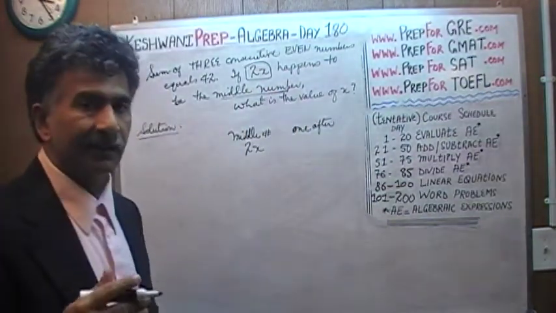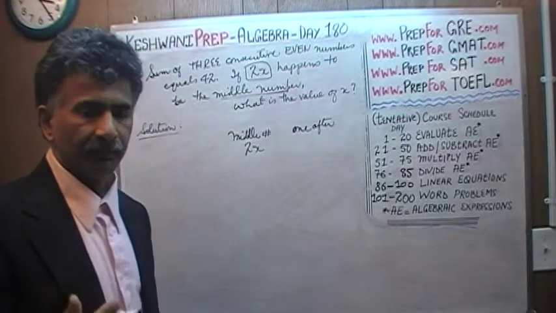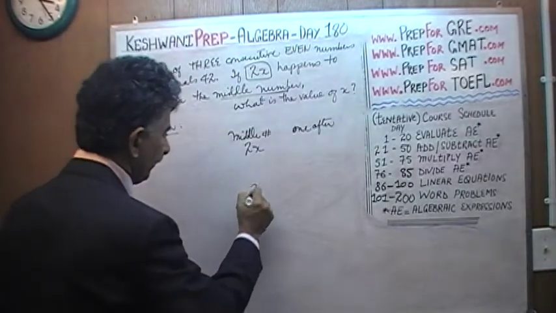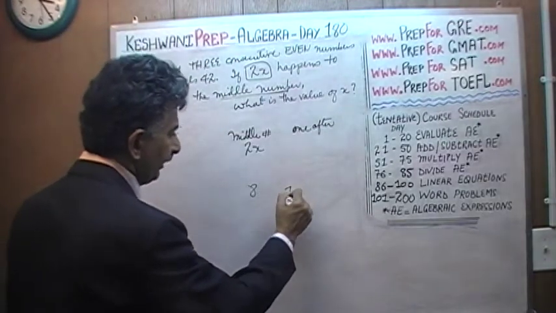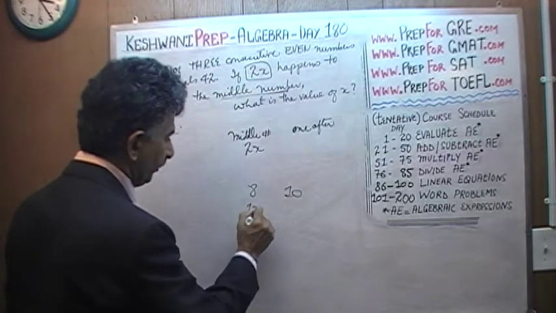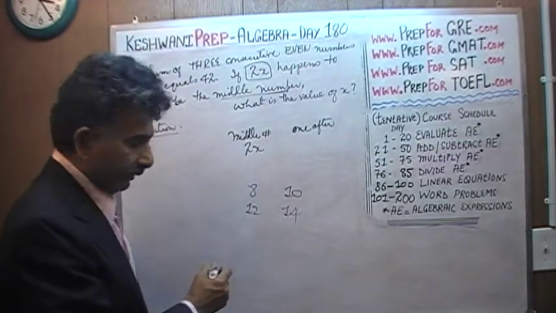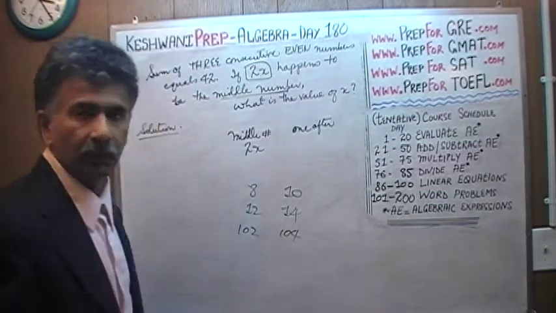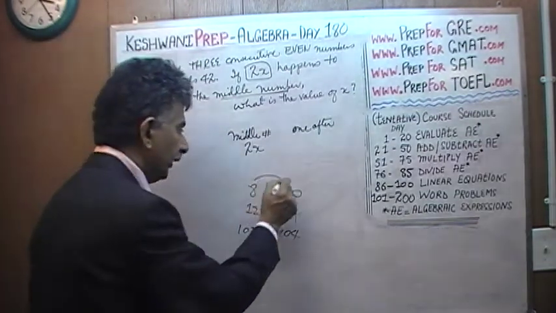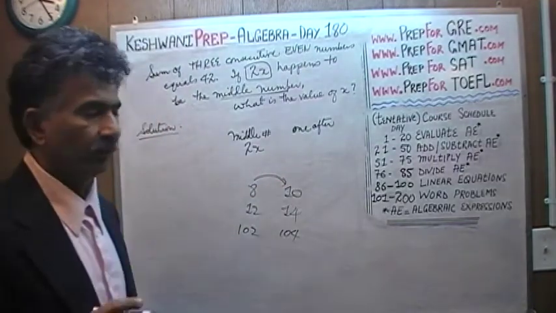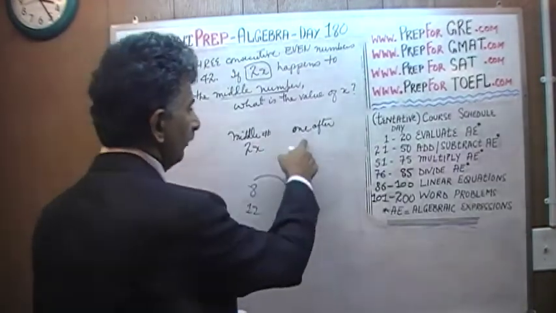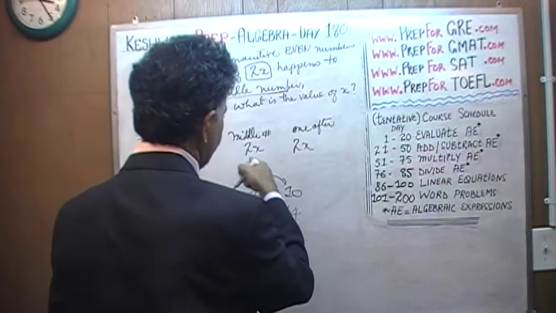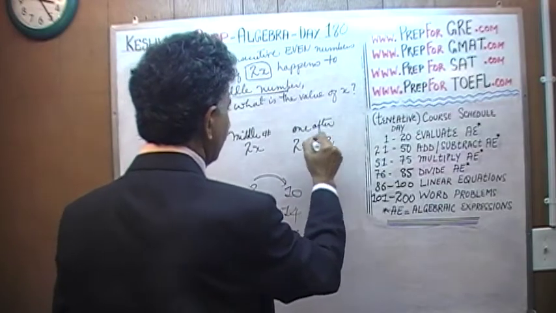because they are not consecutive numbers, but they are consecutive even numbers. So for example, if the middle one happens to be 8, then the next one is going to be 10. If the middle one happens to be 12, the next one is going to be 14. If this one happens to be 102, the one after that is going to be 104. They're always going to be two more. The next one is always two more than the one before. So this is 2x. The one after is going to be the one that we started out with, plus two more.